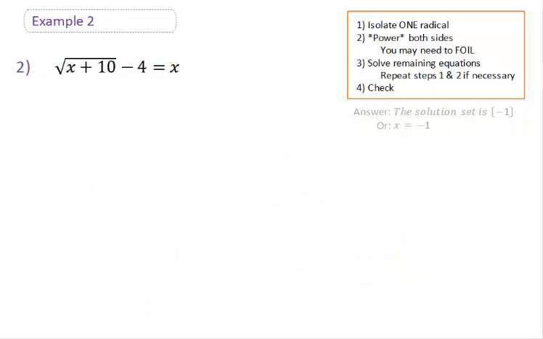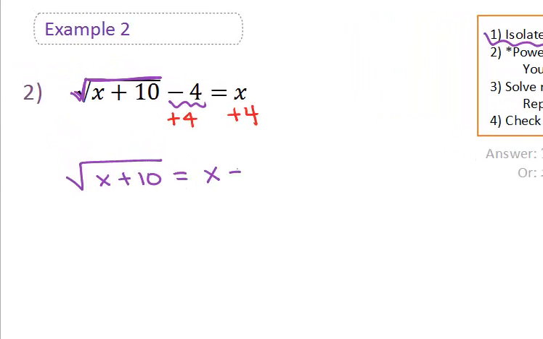Example 2. Square root of x plus 10 minus 4 is equal to 0. Step number 1 says we need to isolate one radical. That means we need to get this radical completely by itself. That means I need to get rid of this 4. And I do that by adding 4 to both sides. That gives me square root of x plus 10 is equal to x plus 4.